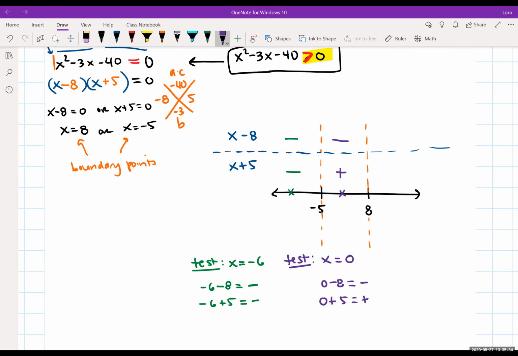Okay, so one more. Let's take a look and let's test out a number in the region 8 to infinity. We're going to test out x equals 9, x equals 10, whatever you like. But again, if I plug that test number into the two factors, what I'm looking at, I will have 10 minus 8, which gives me a positive sign. So I'll chart that right away. And I'll also have 10 plus 5, which gives me positive 15, but I only care about it being positive.